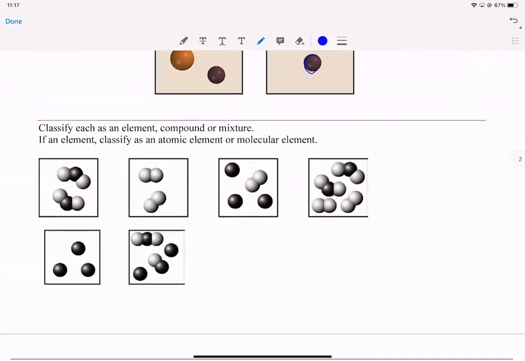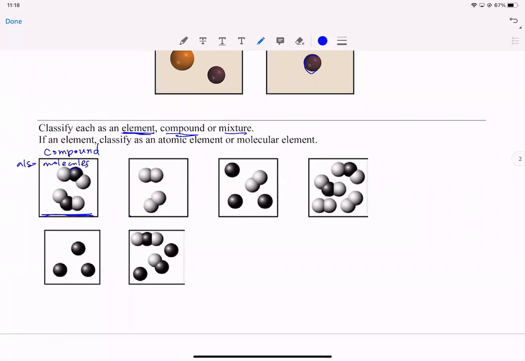Okay, so let's classify these down here. You want to classify as an element, a compound, or a mixture. So this first one on the left, I can see different colors. When you have different colors and they're bonded together, that's going to be a compound. This can also be classified as molecules because those atoms are smushed together. But different colors, that means compound.